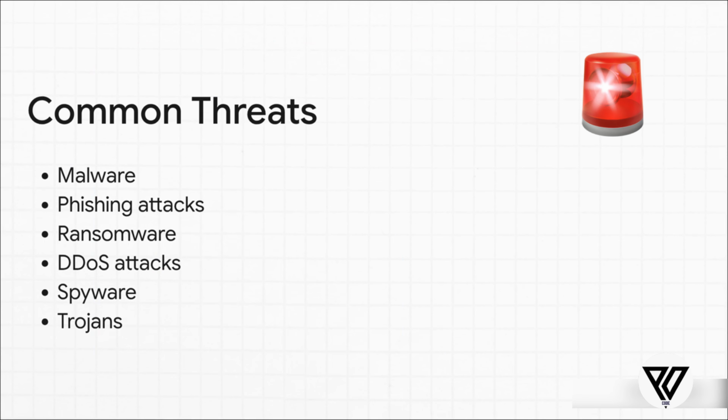And these burglars, they have a lot of ways to get in. Some might try to pick the lock. That's kind of like malware. Others might dress up as a delivery person to trick you into opening the door. That's a classic phishing attack. And then there are some who will literally barricade your door from the outside and demand money just to let you back in.